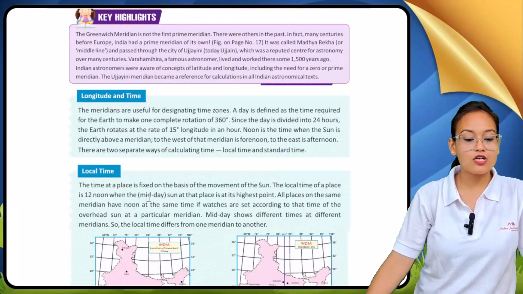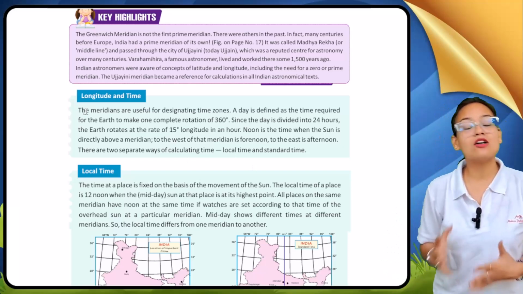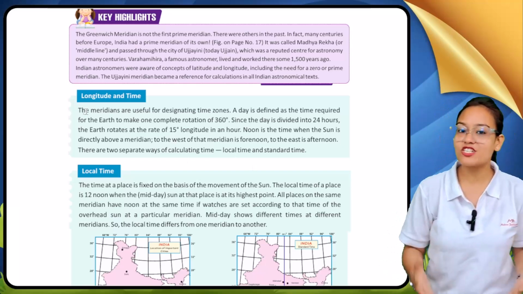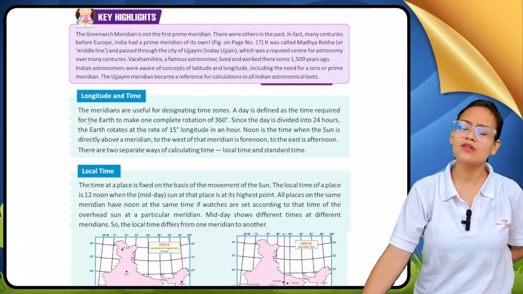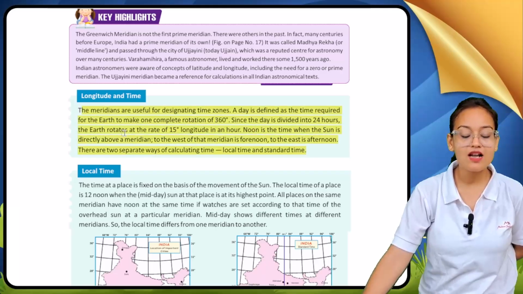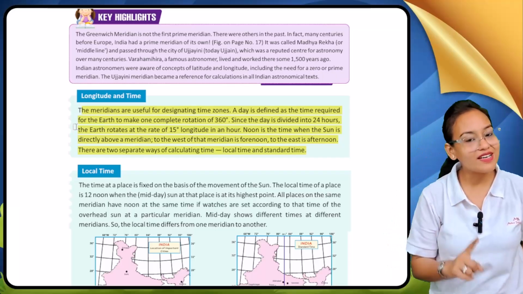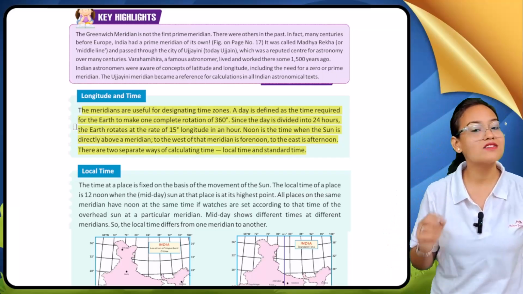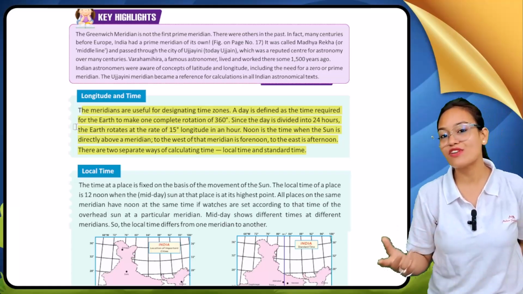Now, you all know longitude and time. You know that longitude is used for measuring time. So how can we know time using longitudes? Let's have a look here, my dear students. See, the meridians are used for designating time zones. You all know meridians are useful for identifying our time zones, because we have different time zones.